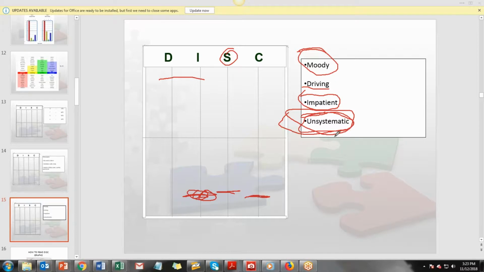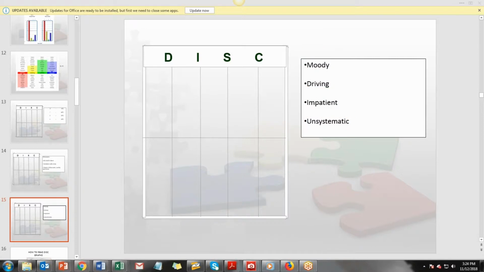And don't confuse unorganized with unsystematic, because disorganized can be a low S word. Unsystematic could be a low C word because C is about systems, procedures and processes. So they're two different words, two different lines.